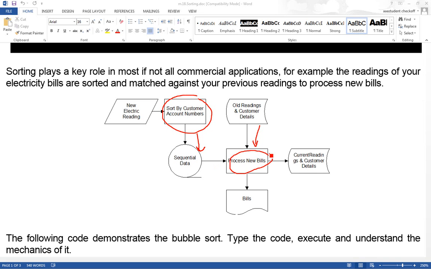It'll process the bills, and this is where the swap and the comparisons take place. The swap would take place here, where the data is sorted, and the search would generally take place here, where they're processed. You need to make sure that the customer numbers match with the master file.